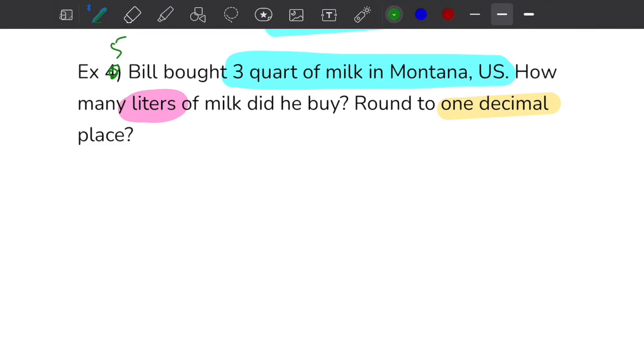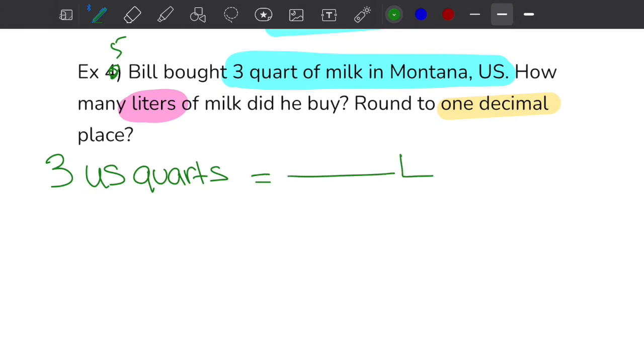So remember how when we talked about capacity and volume and such, and we said that there is a US imperial system and there's a British imperial system, and the US one is smaller, right? So here, because this is in the US, we're dealing with US quarts, not British quarts. Okay, so we have 3 US quarts. We want to know how many liters of milk that is. So these are obviously units of volume. So let's go down to that third table and let's find the relationship between US quarts and liters.